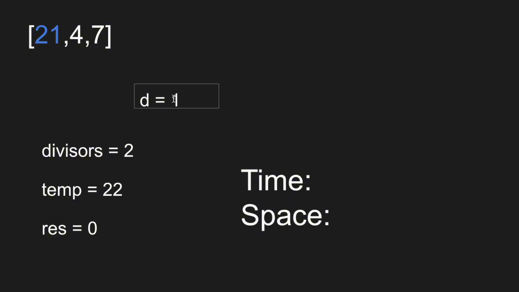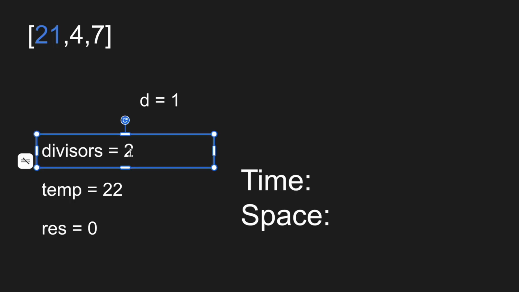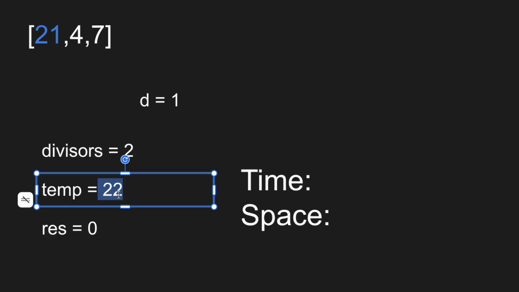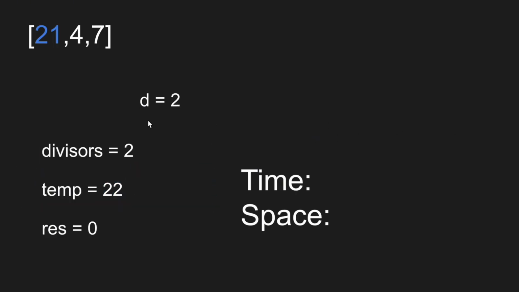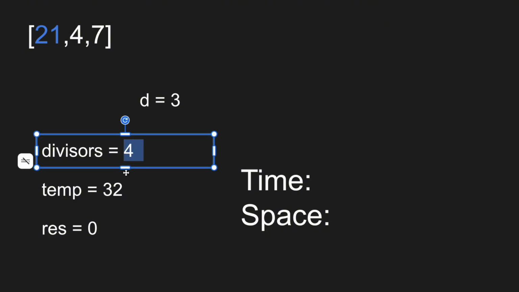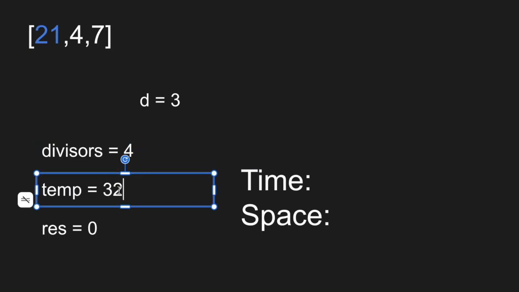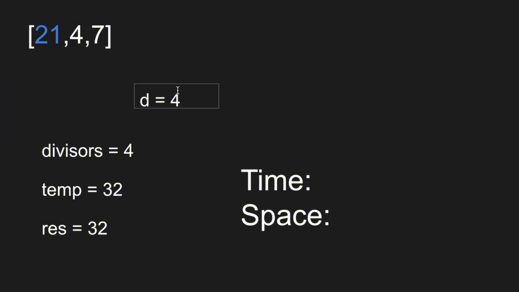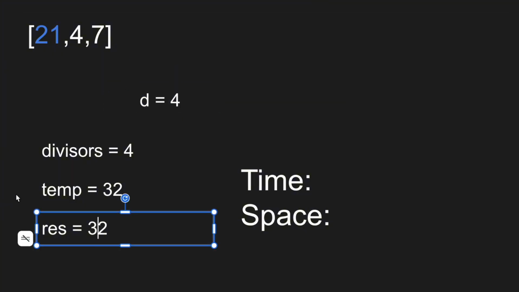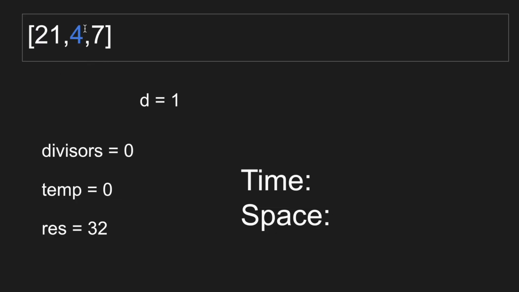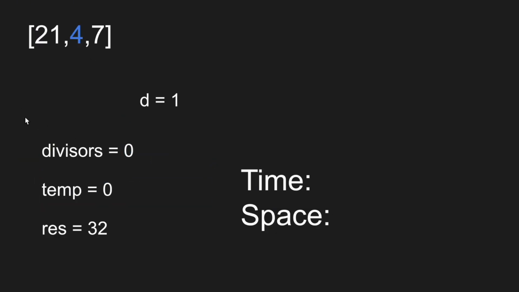So first we try 1. 1 times 21 is 21, so we can add 1 and 21. That's 2 divisors. 1 plus 21 is 22, so we add 22 to temp. We can try 2, but 2 is not a divisor, so move to 3. 3 times 7 is 21, so we can add 2 more divisors. And 3 plus 7 is 10, so we add 10. Now temp is 32, and we come to 4. It's not a divisor. And now we have come to the floor of the square root of 21. We can add 32 to result and move on to 4.